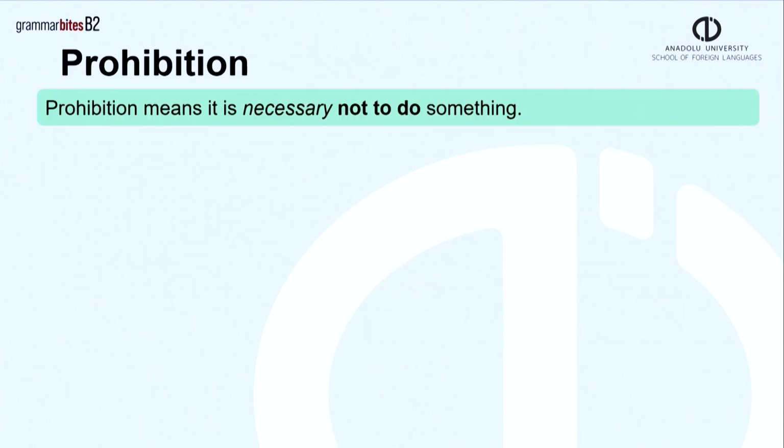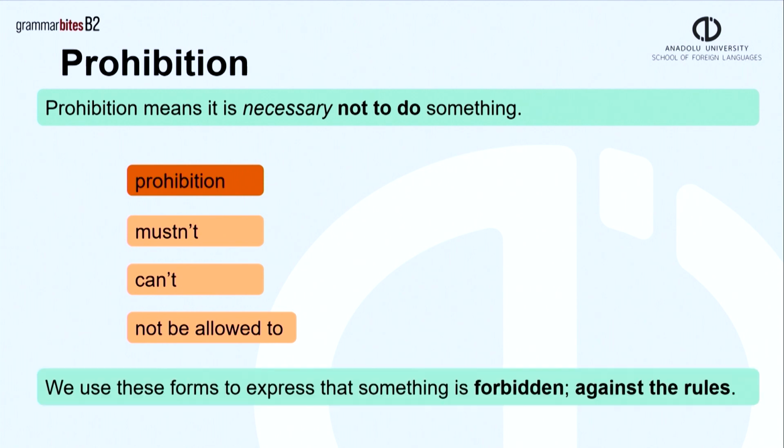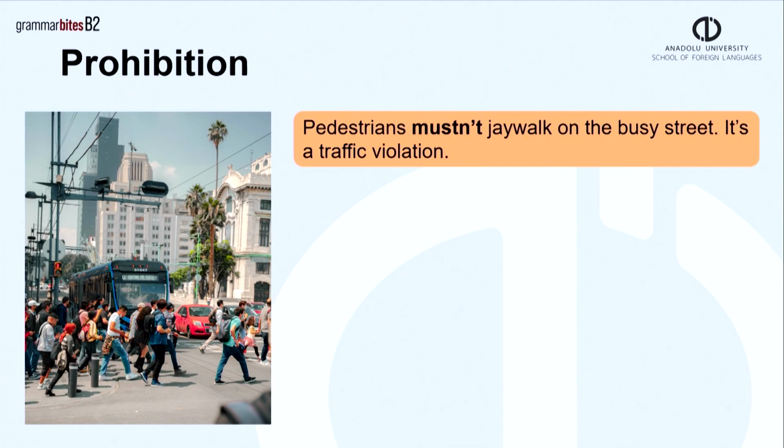Prohibition means it is necessary not to do something. For prohibition we use mustn't, can't, and not be allowed to. We use these forms to express that something is forbidden or against the rules. For example, pedestrians mustn't jaywalk on the busy street. It is a traffic violation.